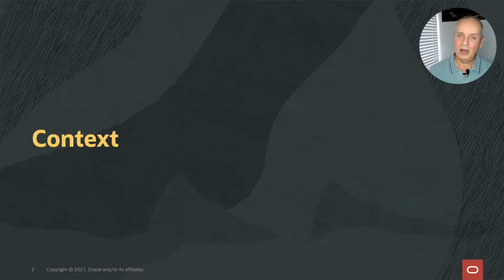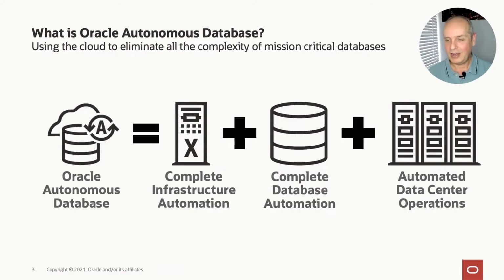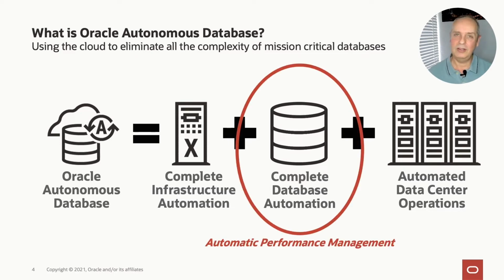I think for that topic, we need to get some scope and context. So let's have a look. Oracle's autonomous database has automation built throughout. So for example, in infrastructure, you have Oracle Exadata. Then you have automation built into data center operations. So that's things like backup and recovery, DR. Now, the area I'm going to talk about is inside Oracle's cloud native database itself. So that's performance management inside the database.